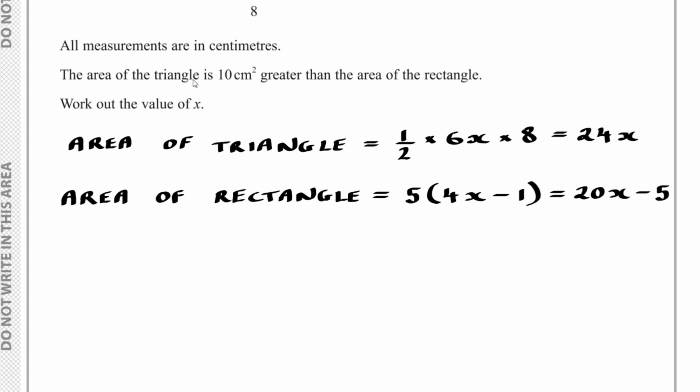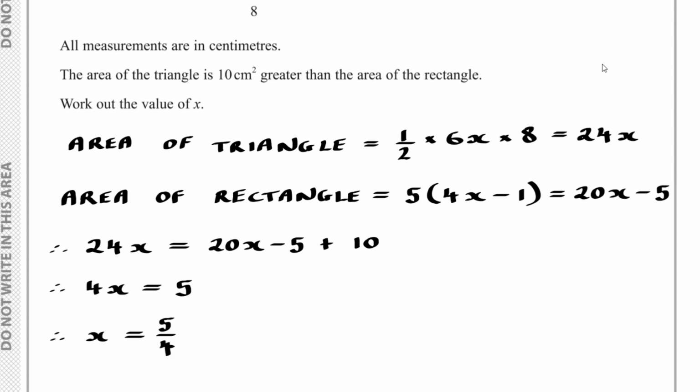We know that the area of the triangle is 10 centimetres squared greater than the area of the rectangle. So we've got the area of the triangle, 24x, that's equal to the area of the rectangle, 20x subtract 5, plus the 10. So let's solve this equation. 24x subtract 20x is 4x. Negative 5 plus 10 is 5. So x is equal to 5 over 4.